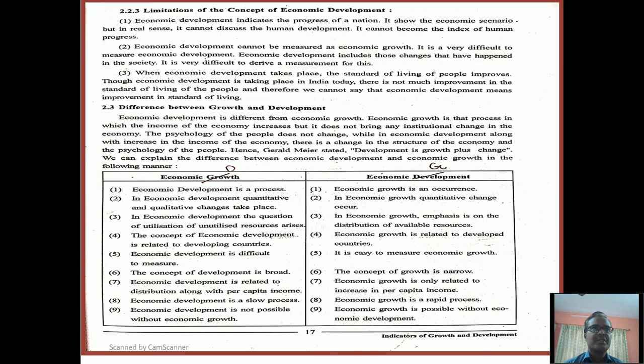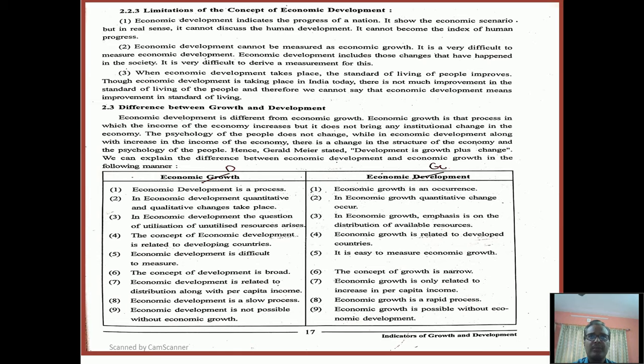Limitations of the concept of economic development. What are the limitations? Now there are 3 limitations of economic development. Economic development indicates the progress of a nation. It shows the national economic scenario, but in the real sense it cannot discuss human development. It cannot become the index of human progress. In economic development, we can see there is no guarantee of human progress.